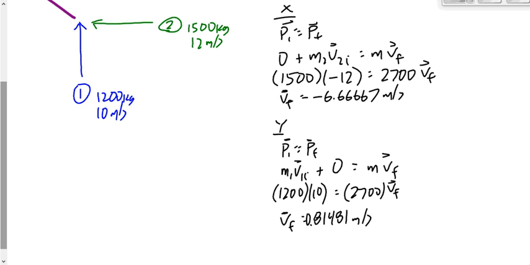All right, let's combine them now. Let's say X component is 6 point, is that right? Are those numbers right, guys? It seems like it might be off because there's such a difference in the numbers. For this one, 4.44. Let me just double check that here. 1,200 times 10 divided by 2,700. Yeah, 4.444.